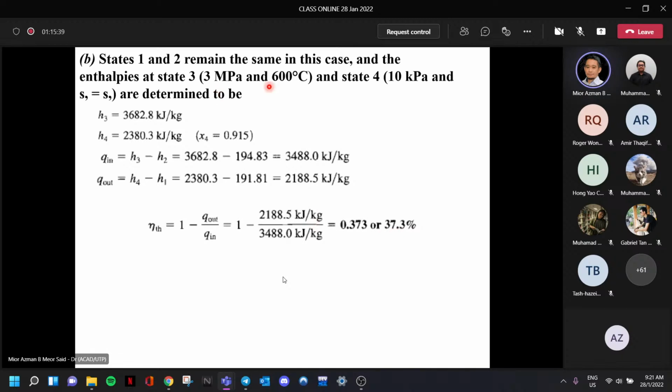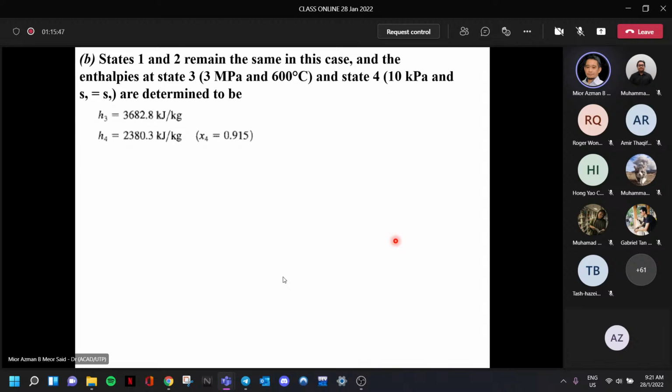It increases more when you increase the temperature of the superheated region. It's now at 37.3%. Okay, now we go back to C.